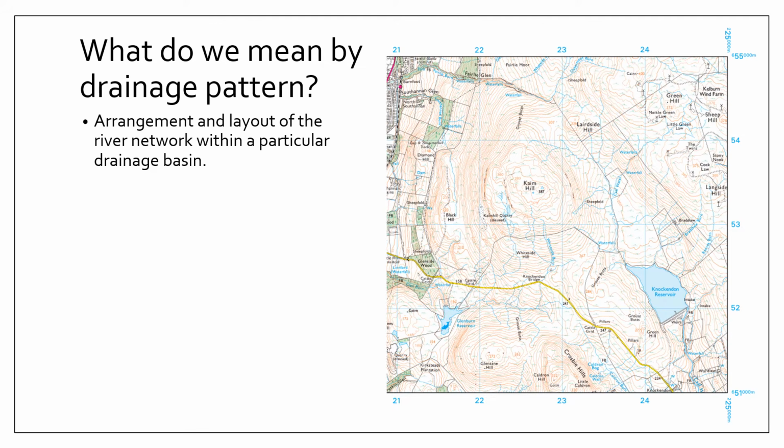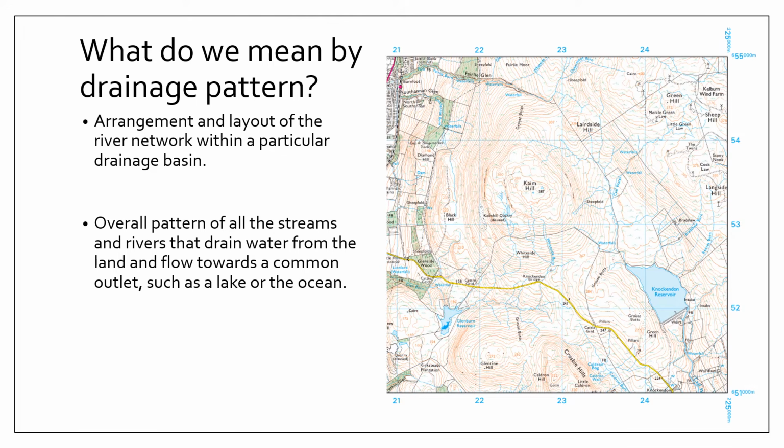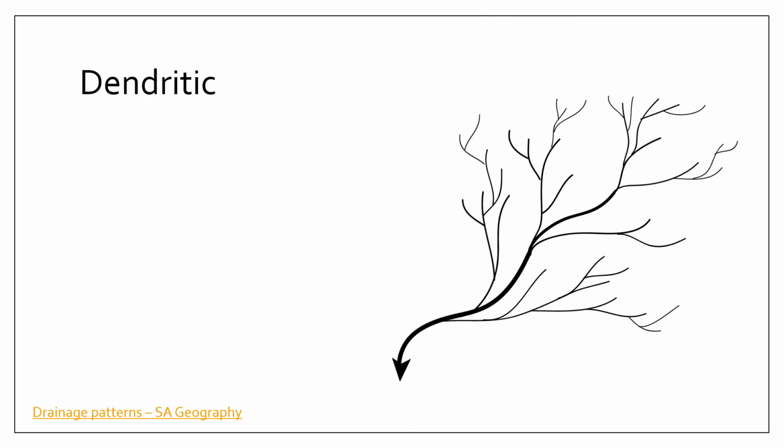A drainage pattern is an arrangement and layout of the river network within a particular drainage basin. If I extracted all of the land use and only left the rivers, the blue lines on my map, it's a way to describe that pattern. It's the overall pattern of all the streams and rivers that drain water from the land and flow towards a common outlet such as a lake or the ocean. So what does that look like? There are lots of different types, and I've taken this from the website I've been linked to.